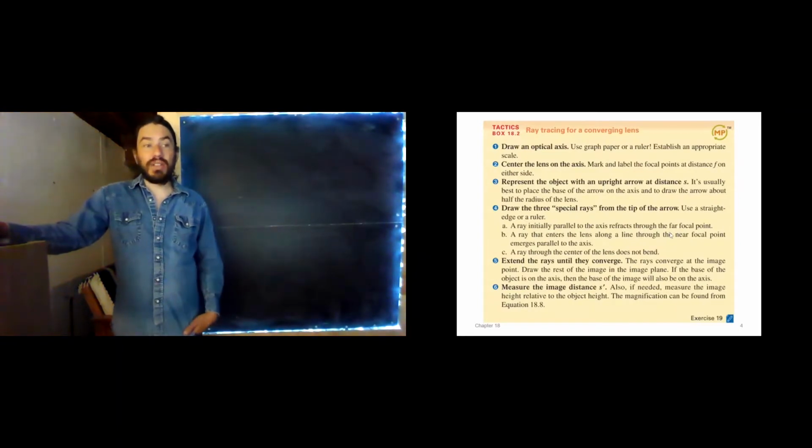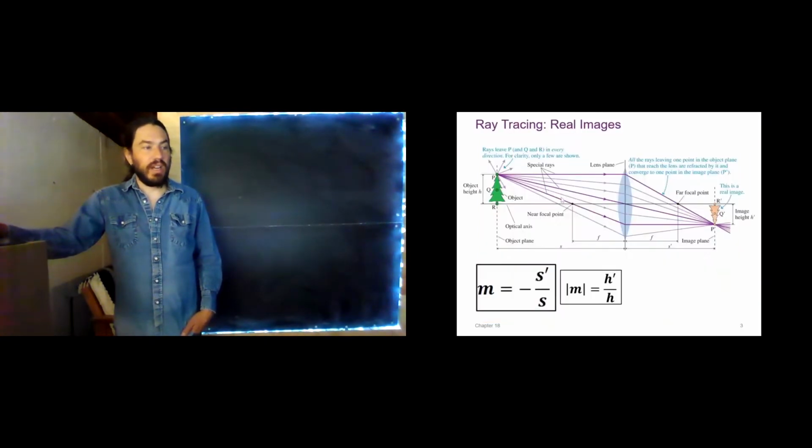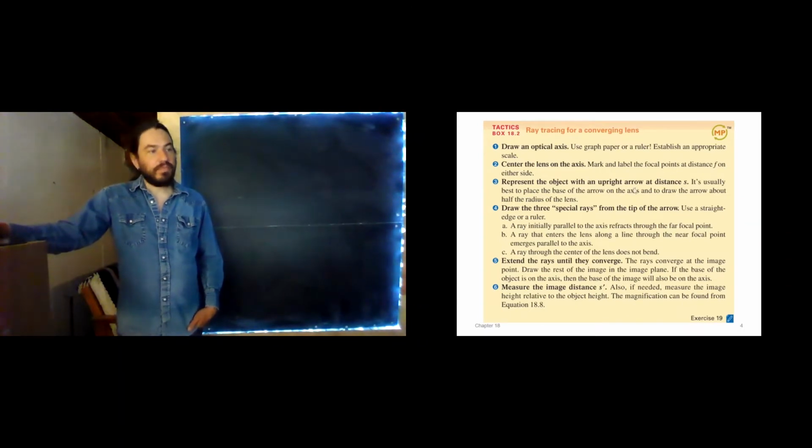So here are a list of steps for using a picture to identify the location of an image. You're going to need to draw the optical axis. Again, that is this line right here that goes perpendicular to the lens through the center of the lens. This is your optical axis. Center the lens on the axis. We're going to mark and label the focal points.